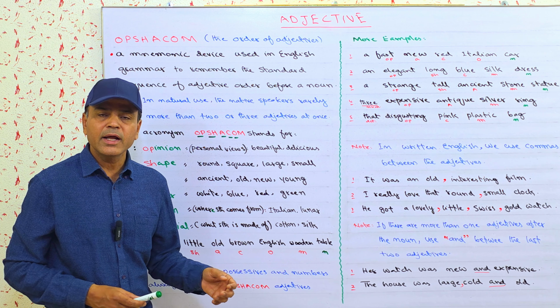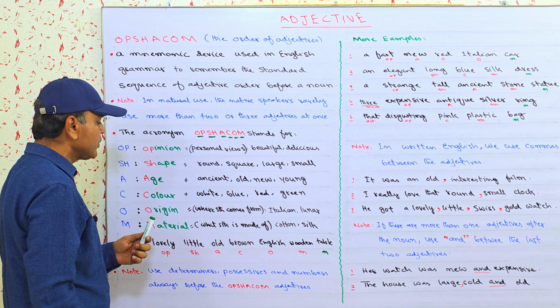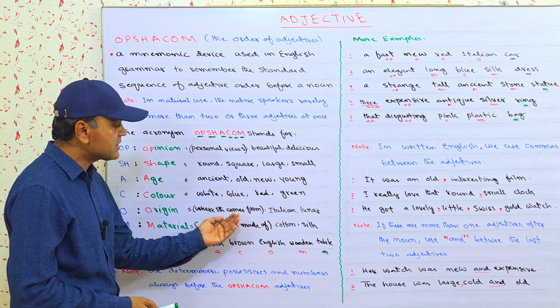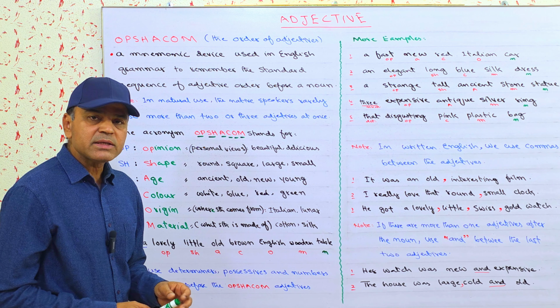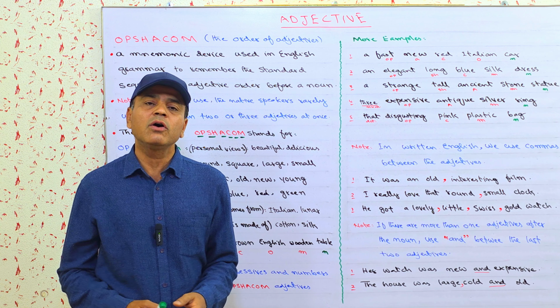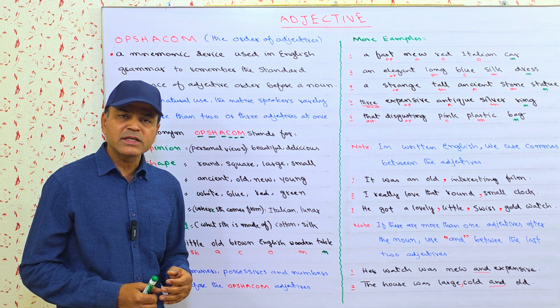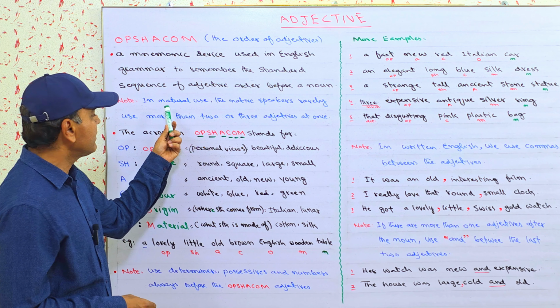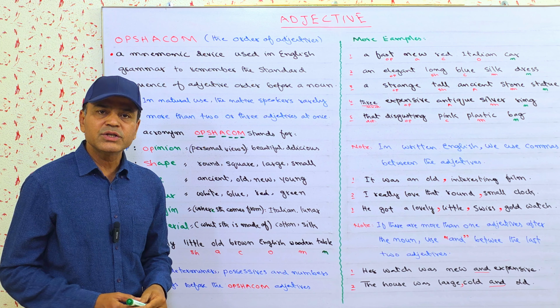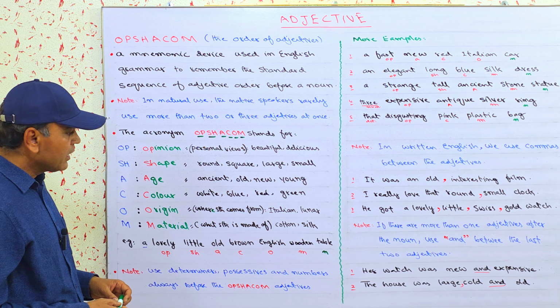And the last letter of OPSHACOM is M. It stands for material, like what something is made of. There are some adjectives that tell us the material of a noun, so we place them last, after the adjectives that show origin. Let us have a look at an example. I already told you normally we don't use that many adjectives, but let's have a look at an example I have made for you which contains all these adjectives.